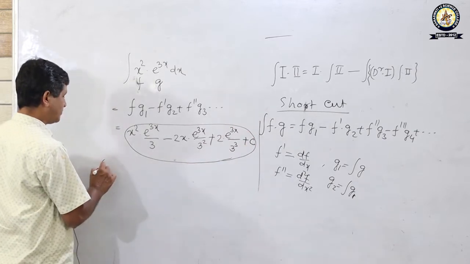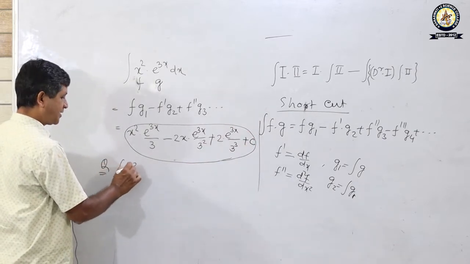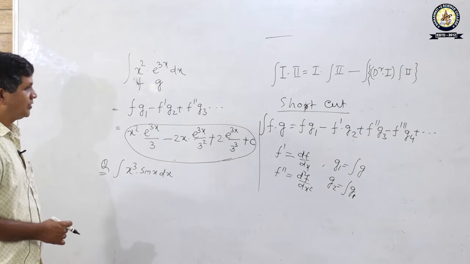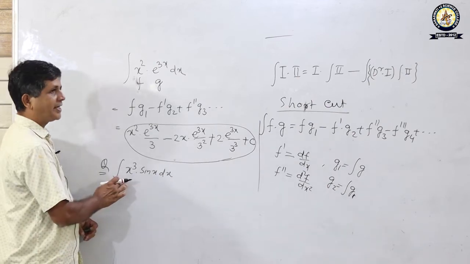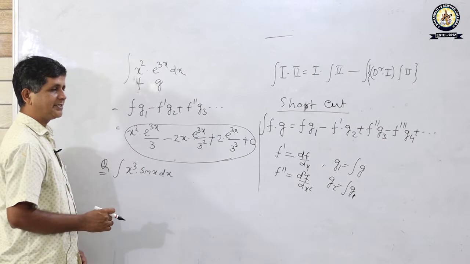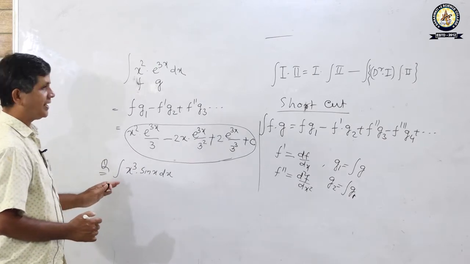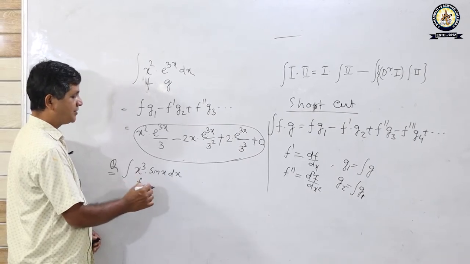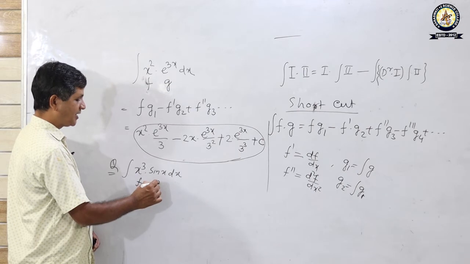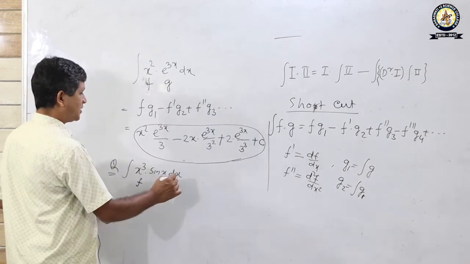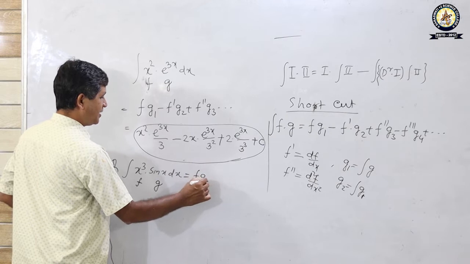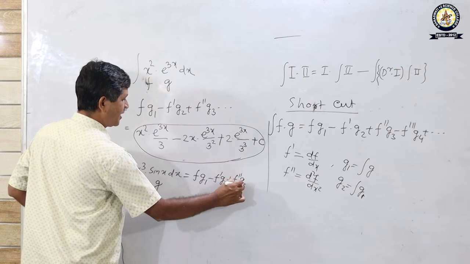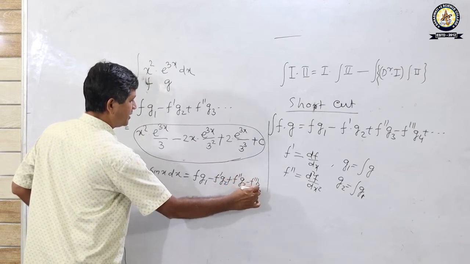Similarly, come to another example. Integration of x cube into sin x dx. Here x cube is algebra, sin x is a trigonometry function. By ILATE, A stands for algebra, so algebra will be the first function, f, and g will be the second function, trigonometry, sin x. Use this formula: f g1 minus f dash g2 plus f double dash g3 minus f triple dash g4 and so on.